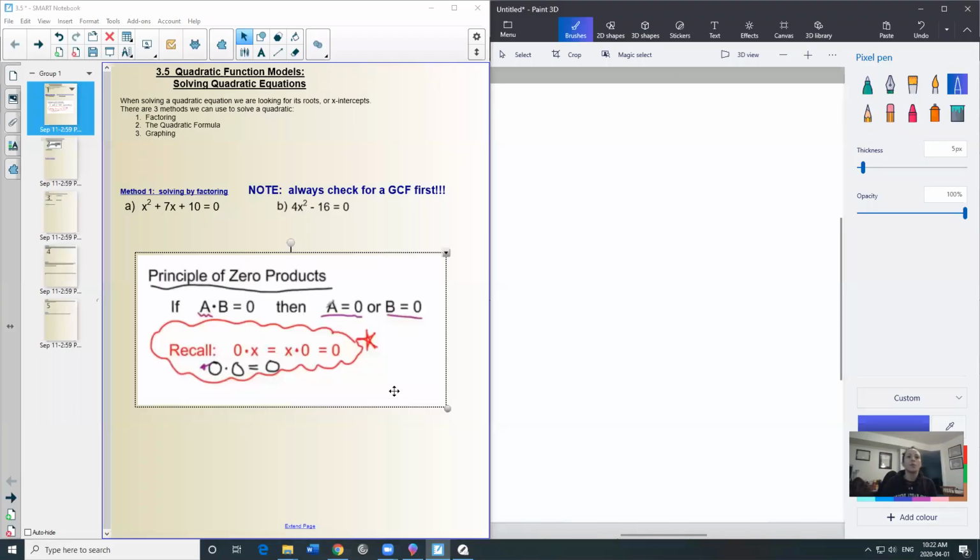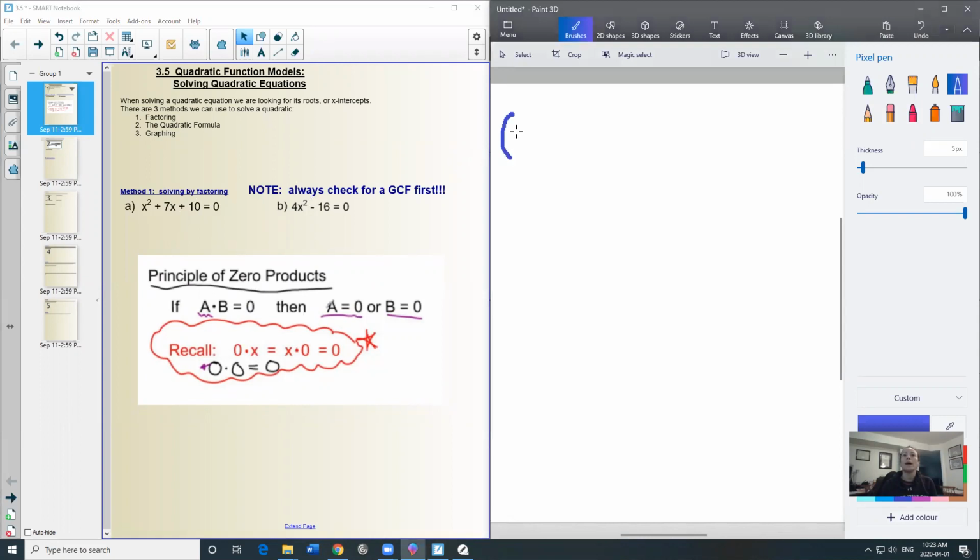Okay, sorry, back to the zero product principle. We're going to need this when we are trying to solve. So if I wanted to solve one of these by factoring, if I look at this equation, I need to find out what I plug in for x in order for this thing to equal 0. So the first thing I'm going to do is factor this. Actually, I might be able to do it here. All right, so I have x squared plus 7x plus 10, and this equals 0.